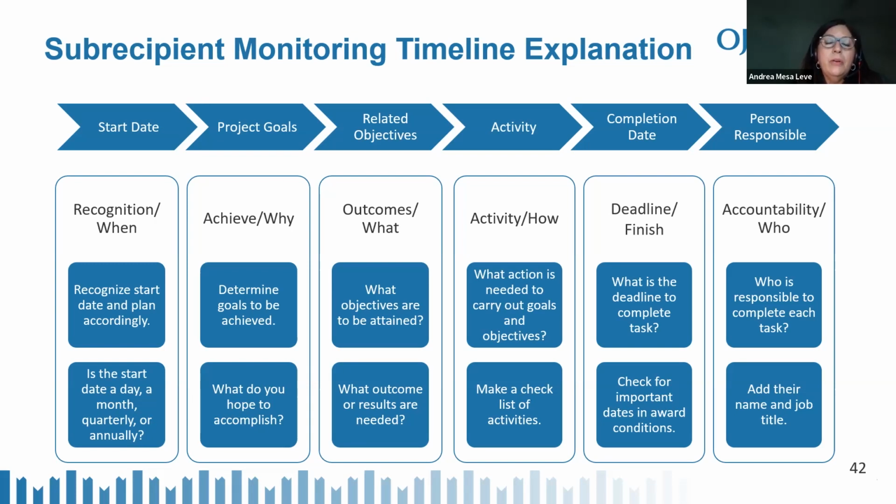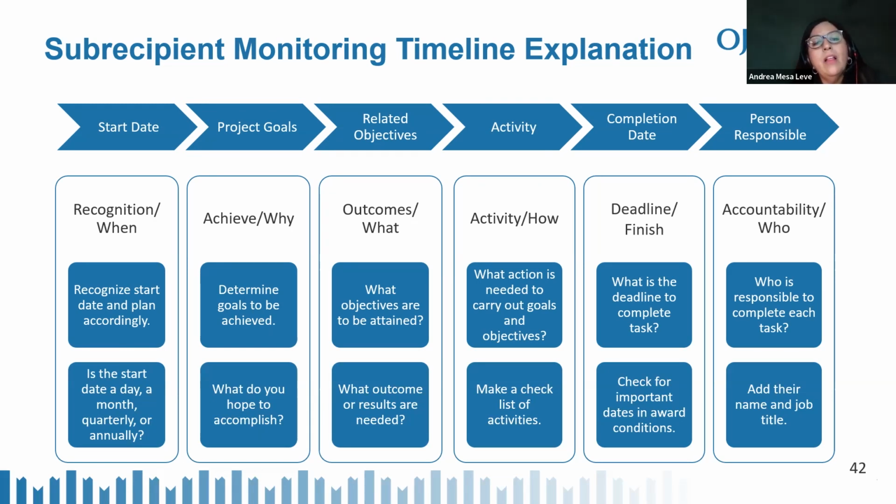In the next column, we're going to look at the project goals. So here you want to look at what you want to achieve. Determine what your grant goals are and your monitoring goals. Think why this goal is important for monitoring. And then we have the next column, which is the related objectives. So here, what objectives are to be attained? And what are the outcomes or results that are needed or wanted?